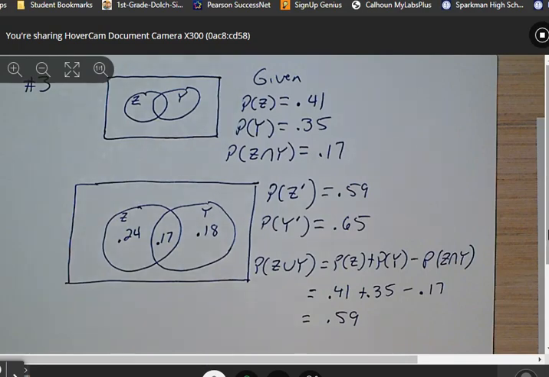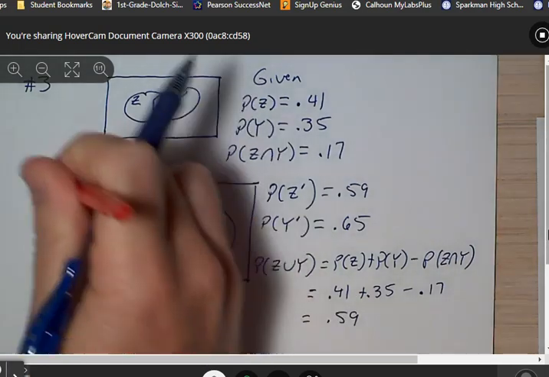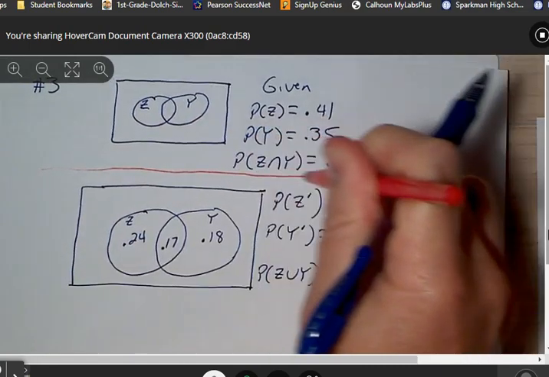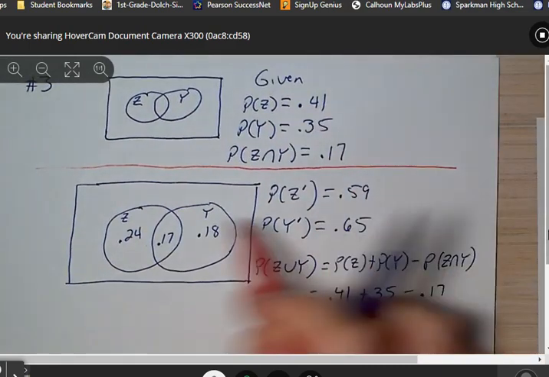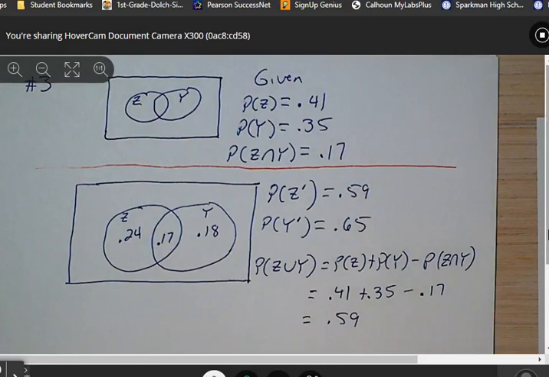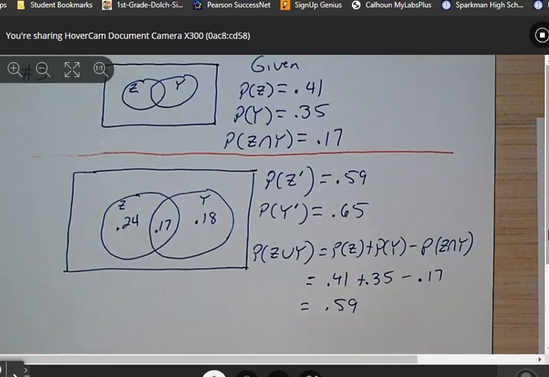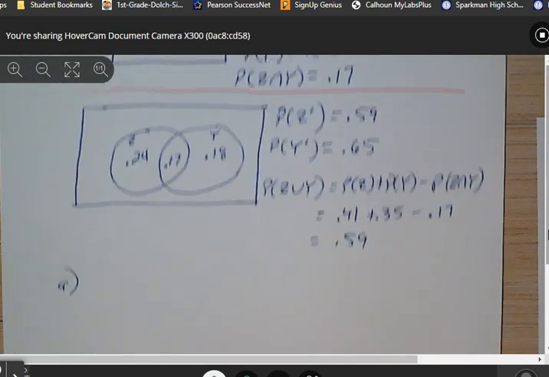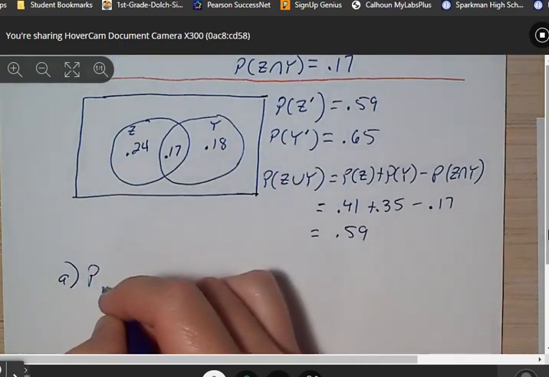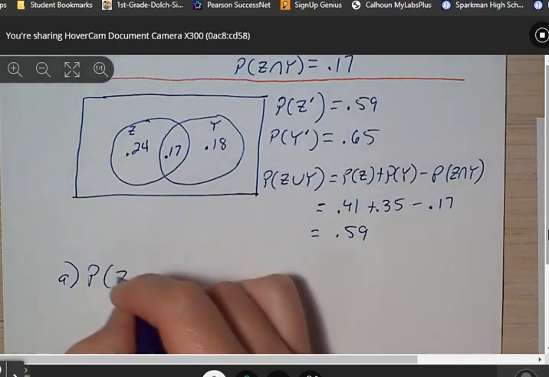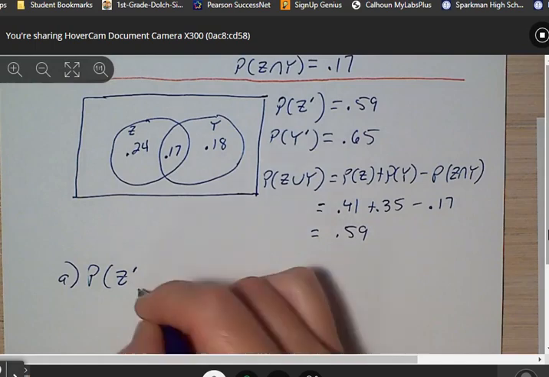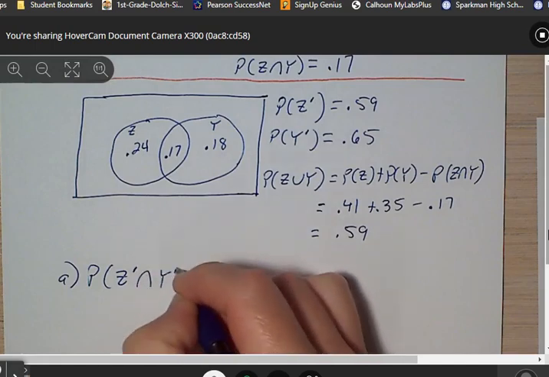All right, so here's what was given up here. And then just using what was given, here's everything you can go back in and fill in the gaps to get the pieces for what you're going to need. And then they'll start asking questions from that. So they may ask for the probability of Z prime intersection Y prime.